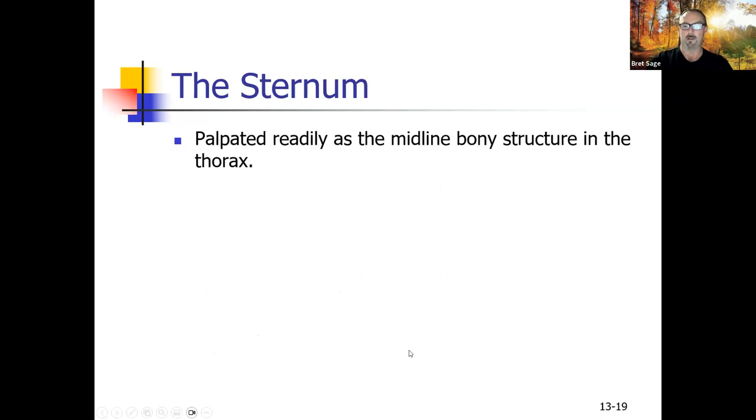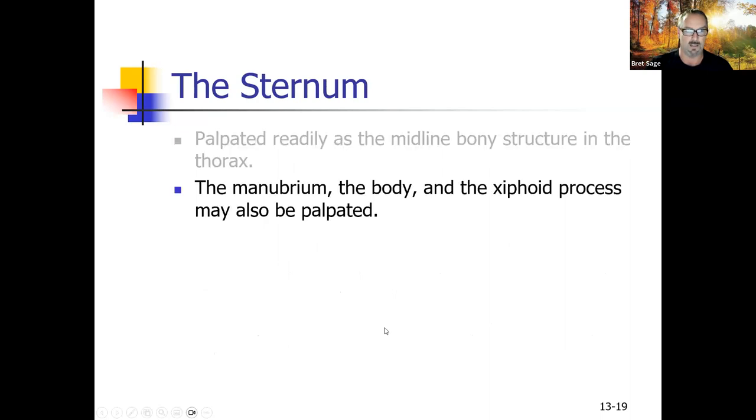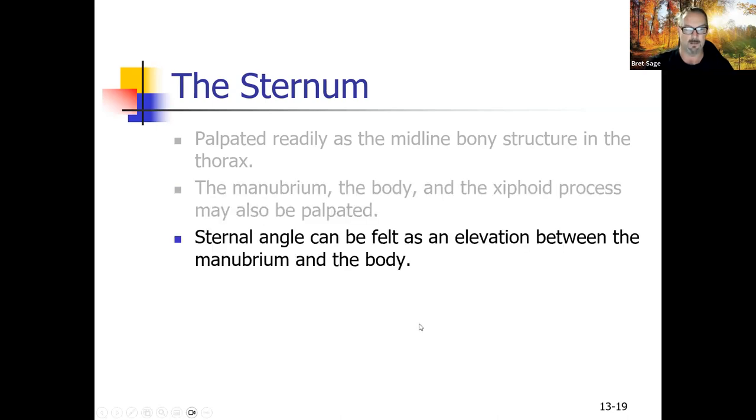The sternum, right here, the bone in the center of your chest, is palpated readily as the midline bony structure in the thorax or chest. The manubrium, the body, and the xiphoid process may also be palpated. The manubrium is this little kind of knot-shaped part at the top. The body runs down most of the rest of your thorax, and then the xiphoid process is that little bump. If you go all the way down to the bottom of your sternum, there's a little pointy part at the bottom that is your xiphoid process. It's an attachment point for muscles.